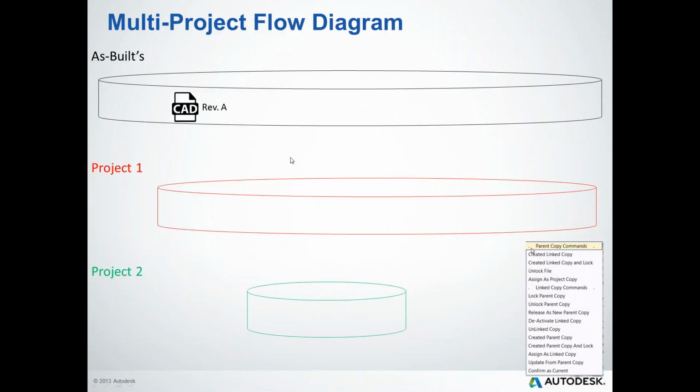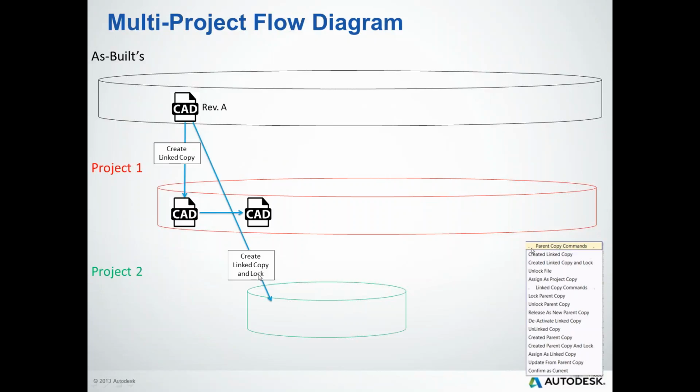So in terms of how that would be done with Project Connection, we select this as-built, say create linked copy, put it in the Project 1 folder. It starts going through some changes. Then Project 2 starts up. So we want to take this as-built and assign it to Project 2. So in this case, we're going to create linked copy and lock. So at this point, we're only going to allow the as-built to be updated from here.